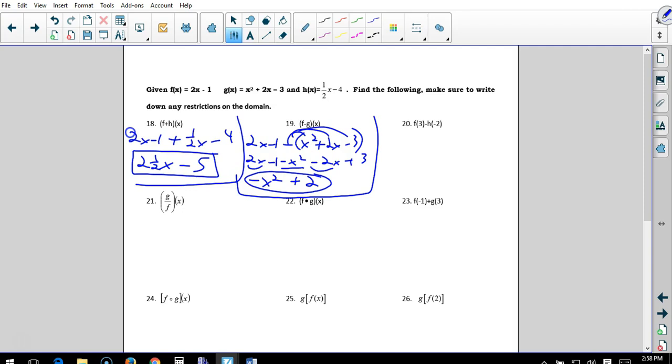Now we're going to plug 3 into f. 2 times 3 minus 1. Now we're going to subtract h, filling in -2. Half of -2 minus 4. 2 times 3 is 6, minus 1 is 5, minus whatever this ends up being. Half of -2 is -1, minus 4. So again, it's -1 minus 4 is -5. And we do 5, subtract the negative, we get 5 plus 5, which is 10.